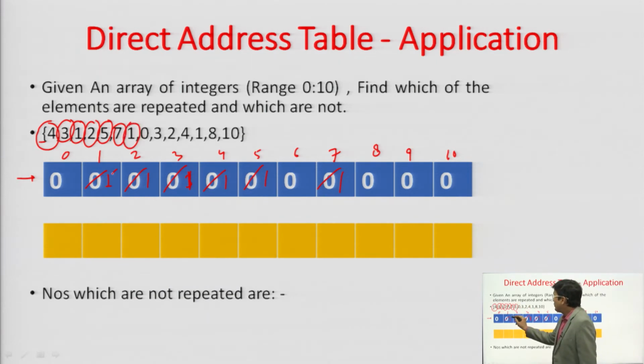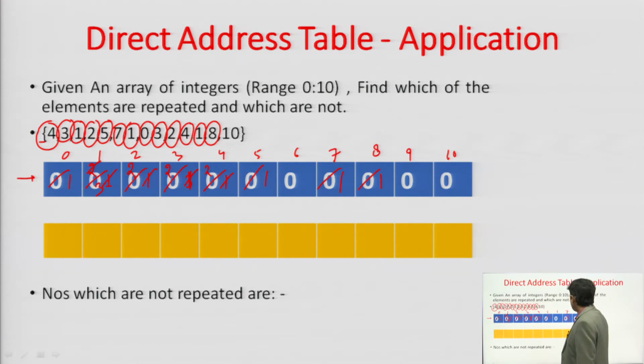We have 1, go to this index 1 and update this counter to 2. We have 0, go to the index 0 and update this counter to 1. We have 3, go to the index 3, the earlier quantity here was 1, update it to 2. Number is 2, go to index 2, update this counter to 2. A number is 4, go to the 4th index, update this counter to 2. We have a number 1, go to index number 1 and update this counter to 3. We have a number 8, go to the 8th index and update this counter to 1. We have a number 10, go to the 10th index and update this counter to 1.